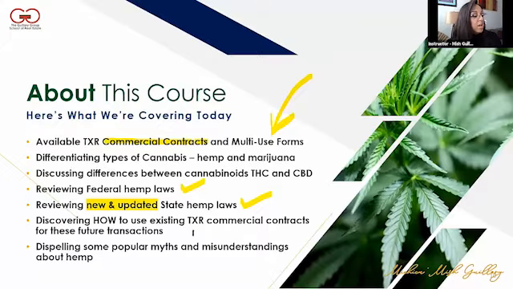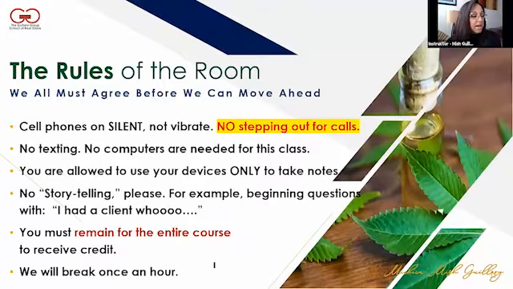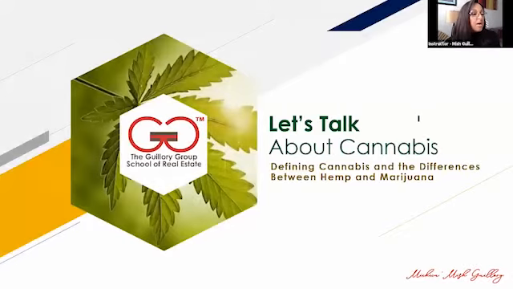Then we're going to look at applying all of that to the Texas Realtors commercial contracts that we have in place, including the farm and ranch contracts. And that's where Tremaine really gets to help us out here. And at the end of the day, we're going to hit some myths and misunderstandings about hemp, and hopefully we break all that down for y'all. Let's do it. Let's talk about cannabis.